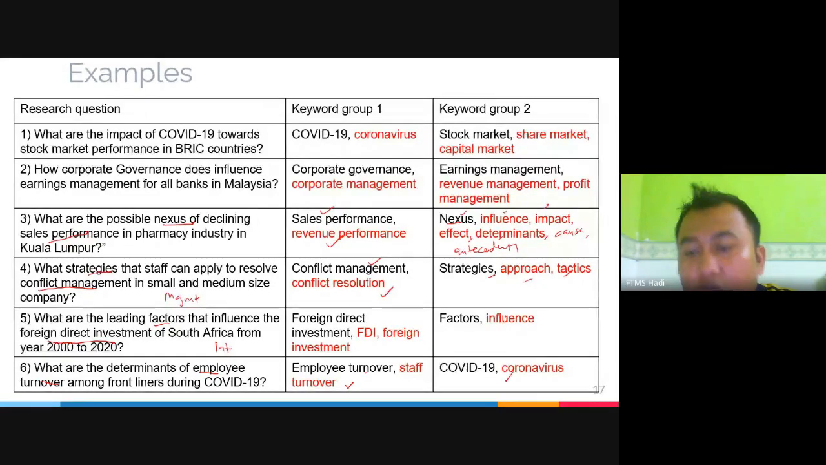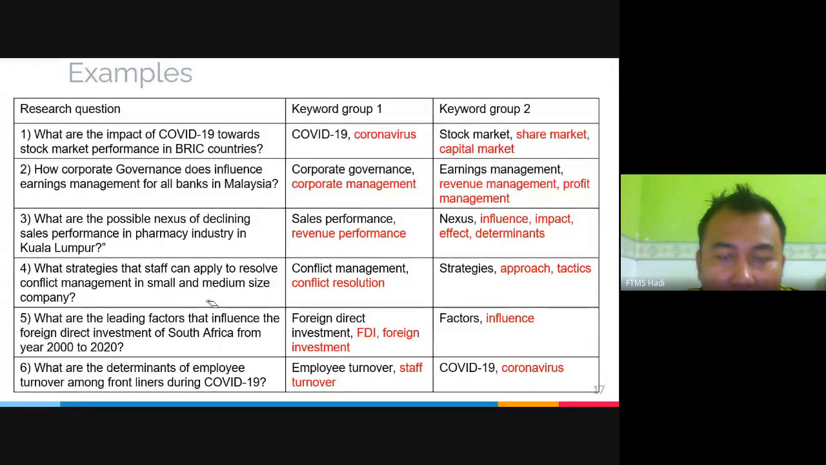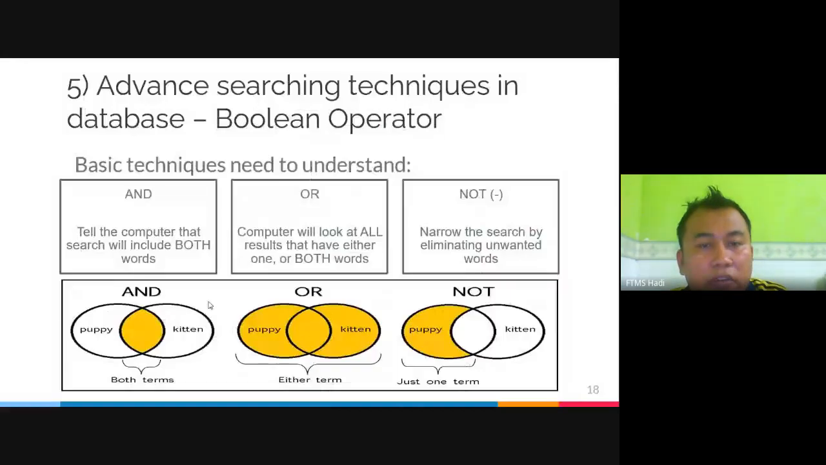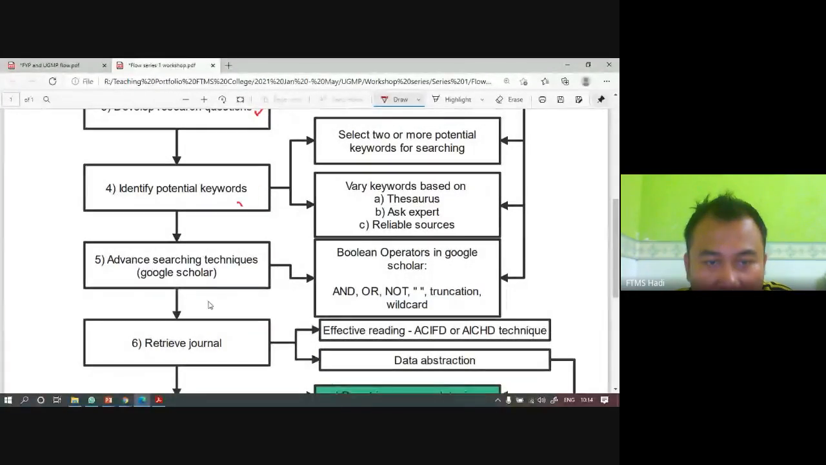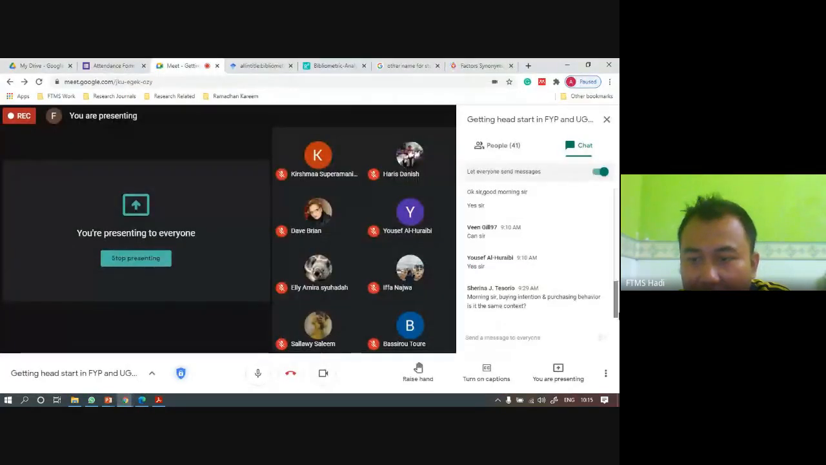COVID-19, coronavirus. So when you diversify your keywords, it will guide you to better searching, not too dependent on only one keyword. You diversify your keywords to ensure that you still get what you want. Okay, so the research question is done. Potential keywords are done. Selecting two or more potential keywords for searching is done. Diversifying keywords is also done already. Let me check with others before we have other questions. Okay, so far no. Everything is okay.